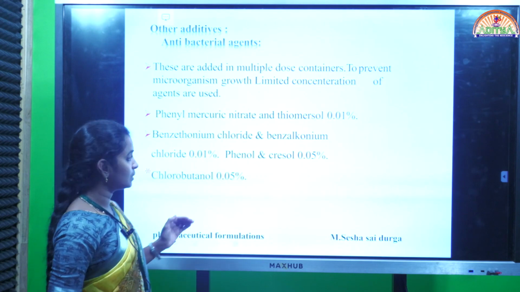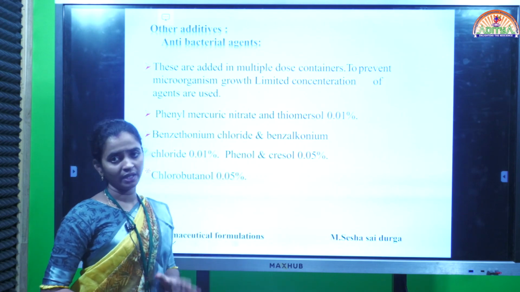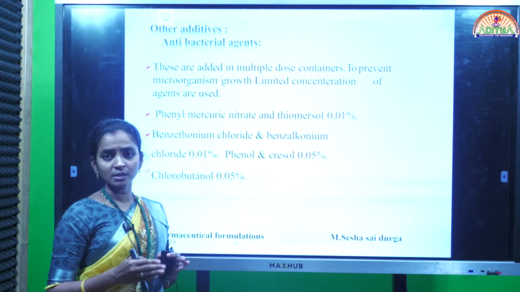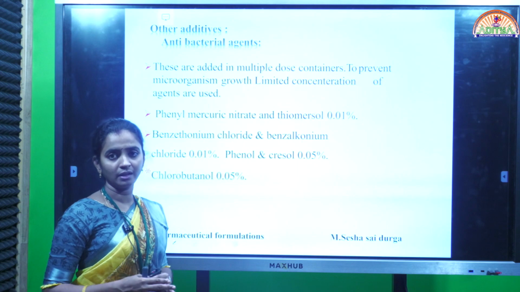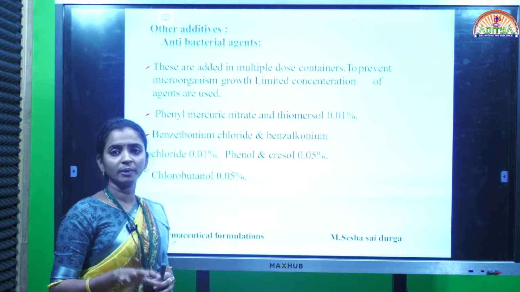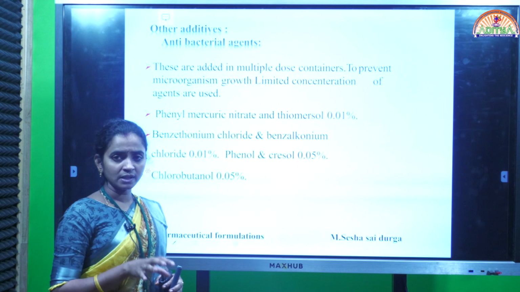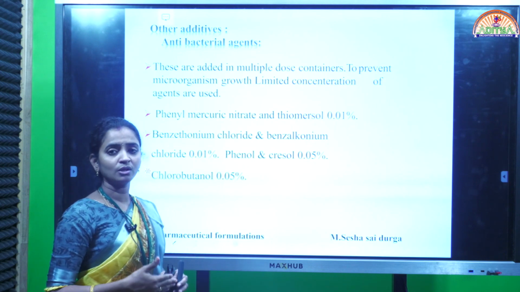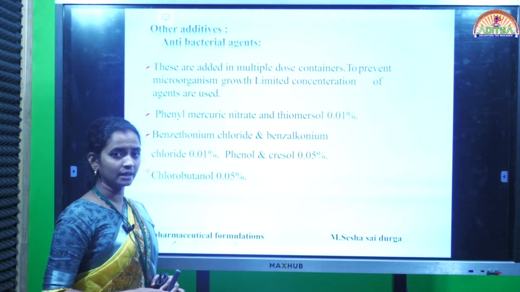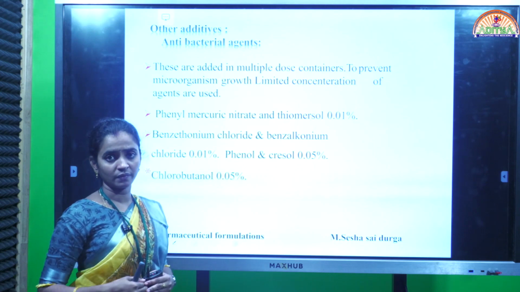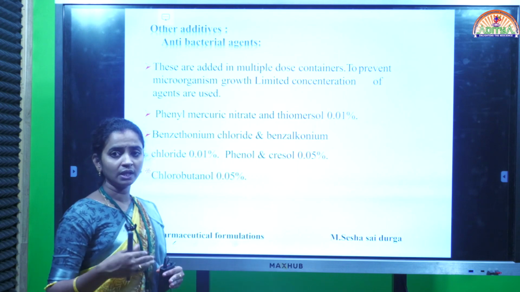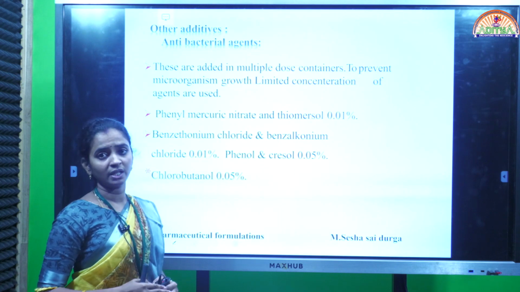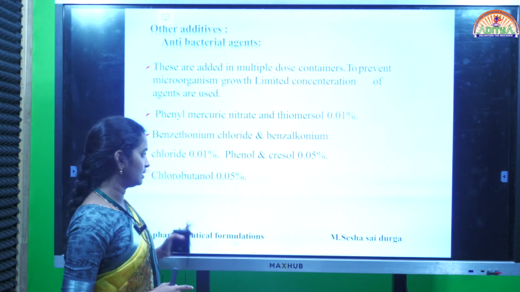After that, up to now we discussed only the vehicle portion, because in the making of the parenteral formulation the vehicle is the most important ingredient. Why? Because the maximum volume will be occupied by the vehicle portion only. Maximum portion is the vehicle. So various types of vehicles we can use in the making of parenteral formulation we discussed, like aqueous vehicle and non-aqueous vehicle. Under the aqueous vehicle, different ingredients like water for injection, sterile water for injection or water miscible vehicles, like that we discussed a number of vehicles.